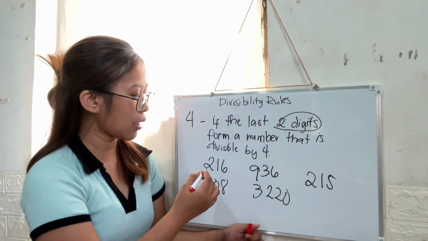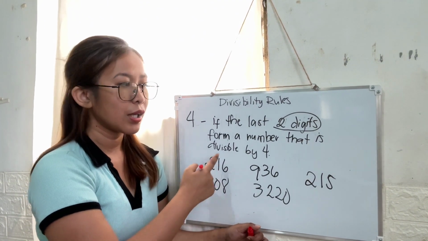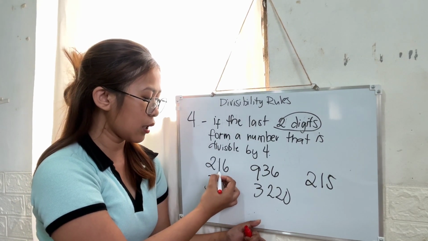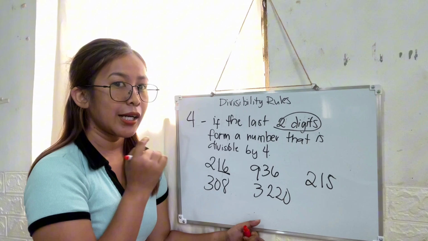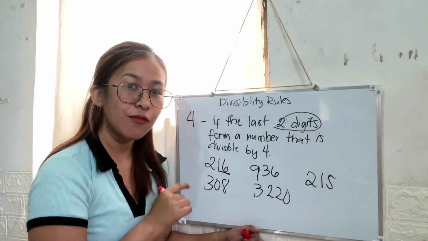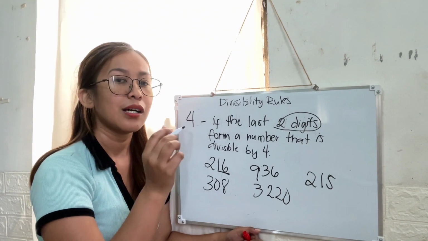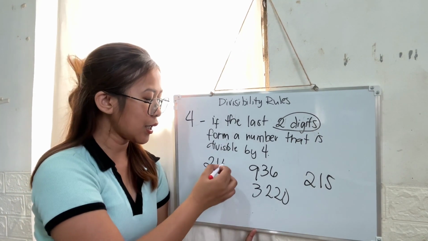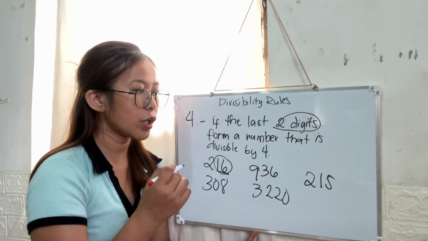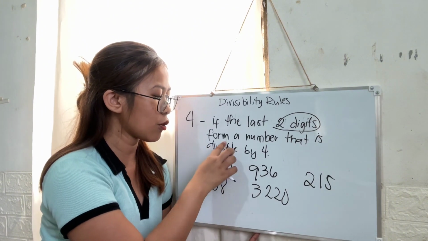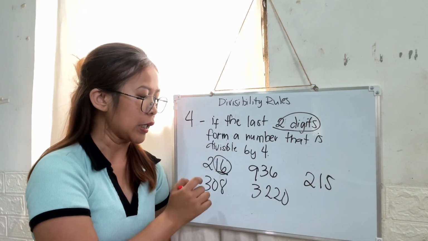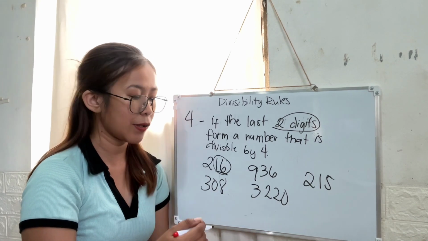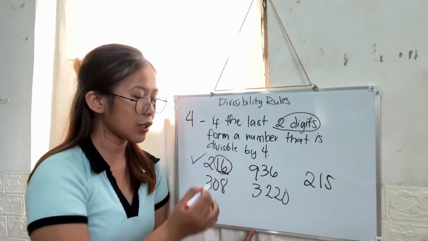Let's say, for example, we have 216. You have to look at the last two digits. So, it's gonna be 1 and 6 here, and it is actually 16 when you combine. So, 1 and 6, when you pair like that, 16. Basically, 16 is a multiple of 4 or divisible by 4. Pwede rin natin ilagay dito multiples of 4. So, 16 is a multiple of 4 or divisible by 4 or can be divided by 4. So, definitely, 216 is divisible by 4.